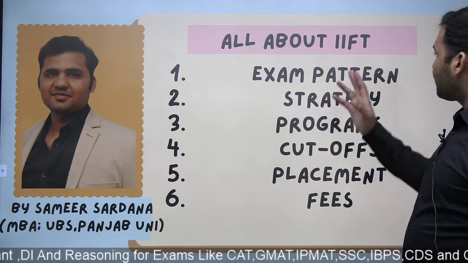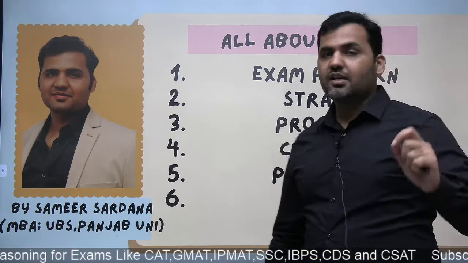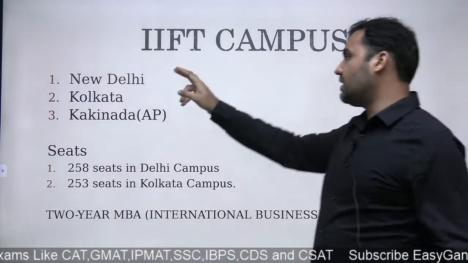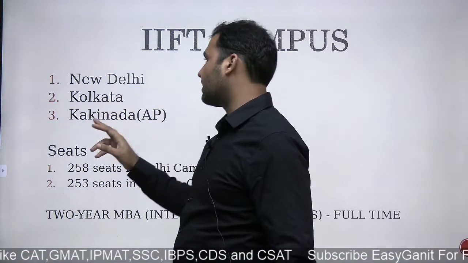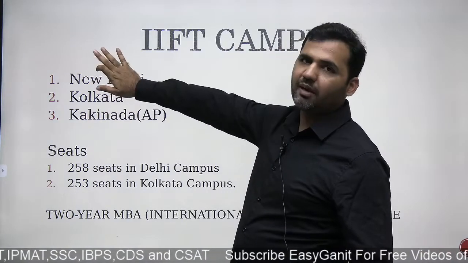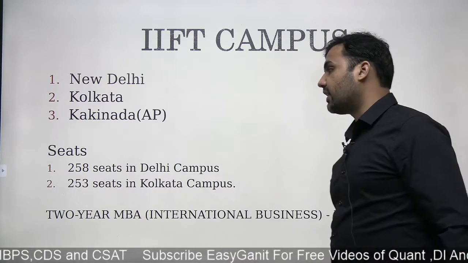Now, talking about the IIFT paper, let's talk about the campus first. IIFT is Indian Institute of Foreign Trade. Currently, it has 3 campuses. One campus is in New Delhi, second is in Kolkata, third is in Kakinada. This one is an old campus. These are the 2 new ones. This is the main campus, and that should be your target. Kolkata is also a campus that you can target.